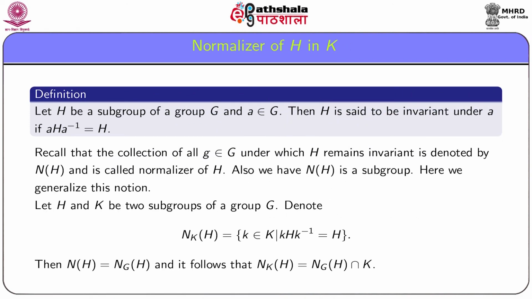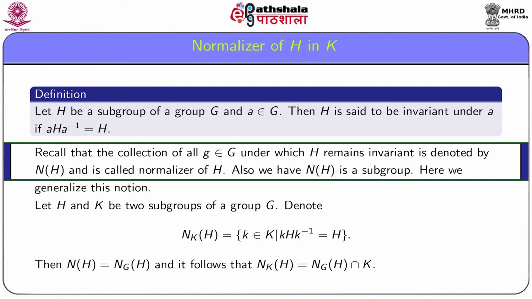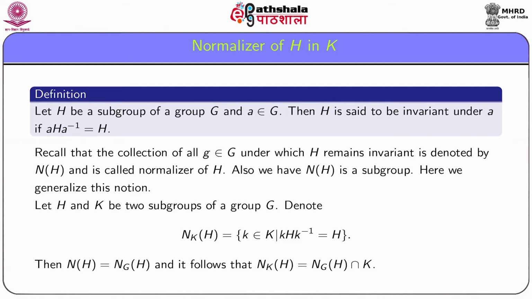Recall that a subgroup H of a group G is said to be normal if gHg^{-1} is equal to H for every g belonging to G. If it is not normal, there may be some elements a in G such that aHa^{-1} equals H, but certainly not all. The collection of such elements is denoted by N(H), which is a subgroup of G and is called the normalizer of H in G.